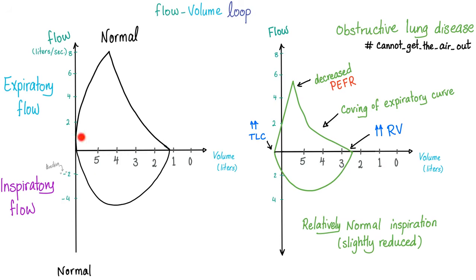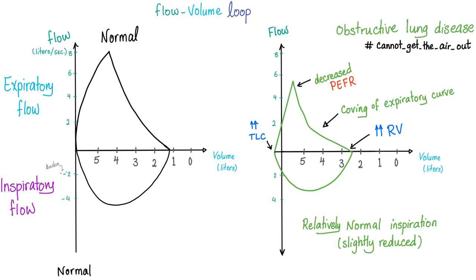Now, since you know the normal already, let's talk about obstructive lung disease. What happens in obstructive lung disease? I cannot get the air out. I have a barrel chest. The residual volume is increased. This was like 1200, or 1.2 liters. This is more than 2 liters, so there is an increase in RV. There is an increase in total lung capacity, so the curve is shifting outwards. The TLC is increasing. Instead of 5800, or 5.8 liters, it's more than 6 liters.